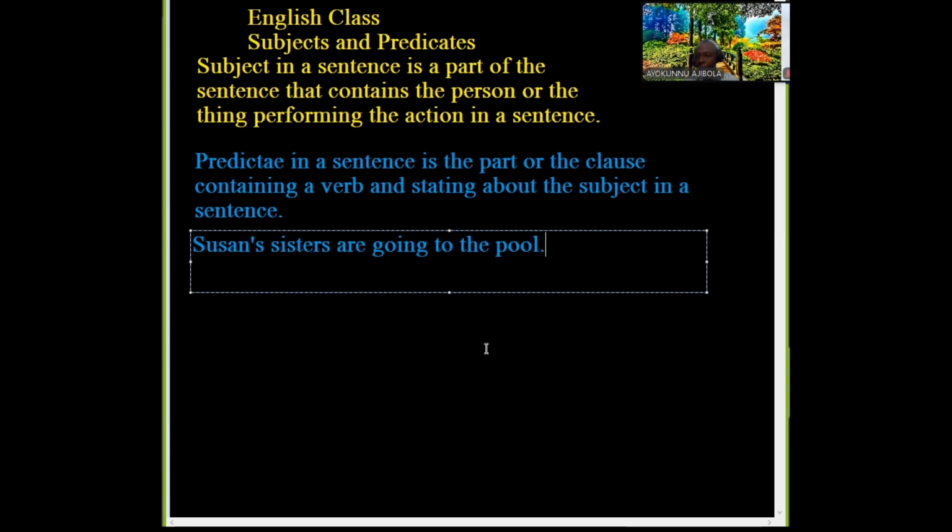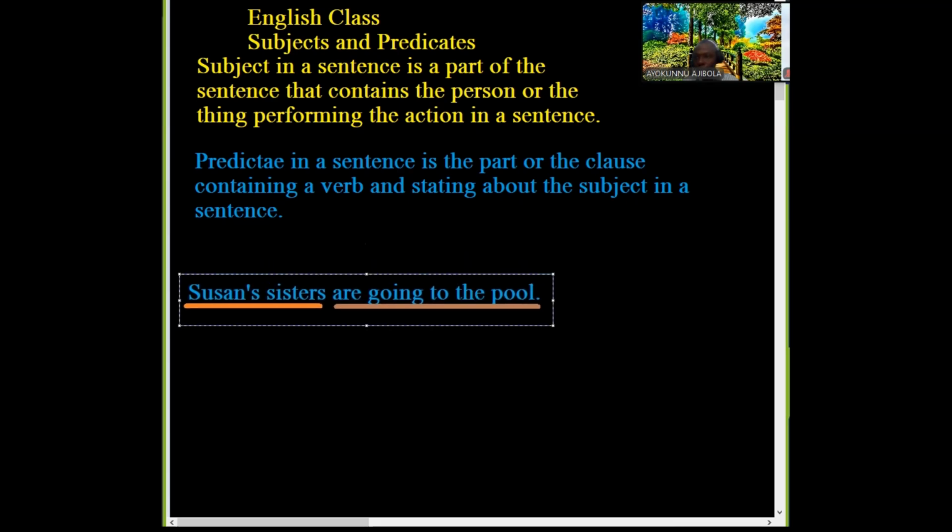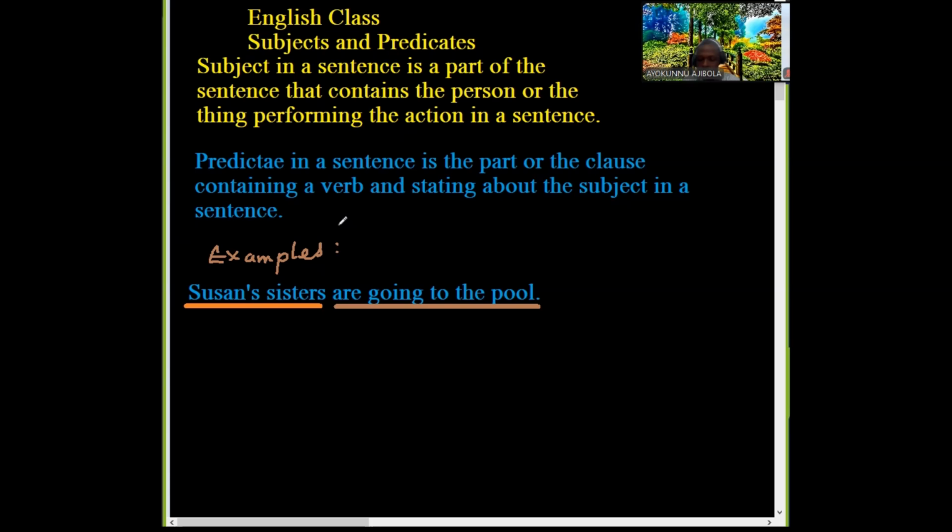Okay, fine. So here we say the subject is Suzanne's sisters. Then are going to the pool is the predicate. So let's look at a few more examples. Examples of subject and predicate in a sentence.